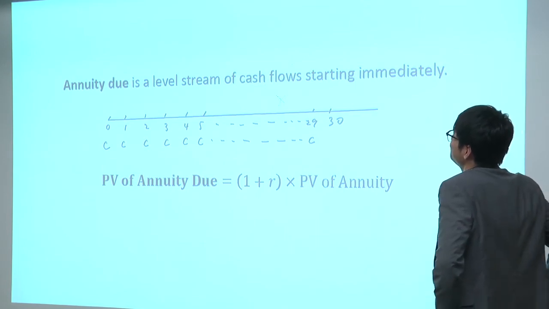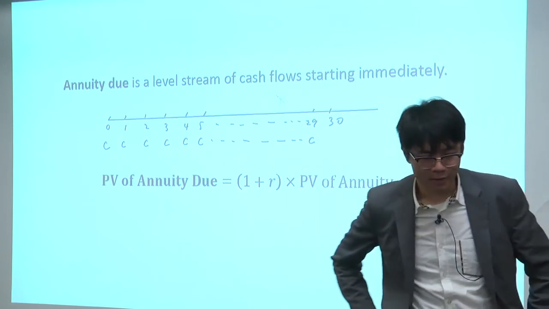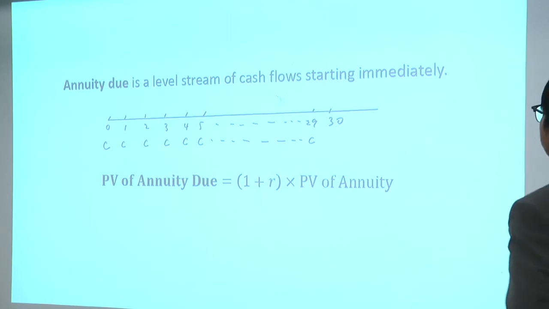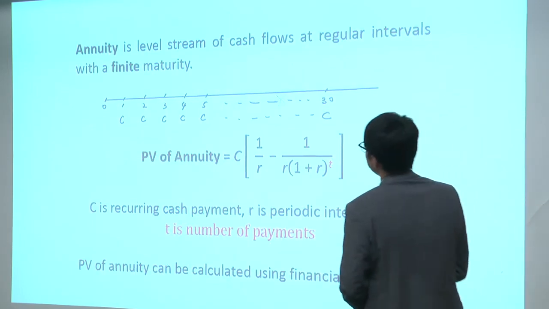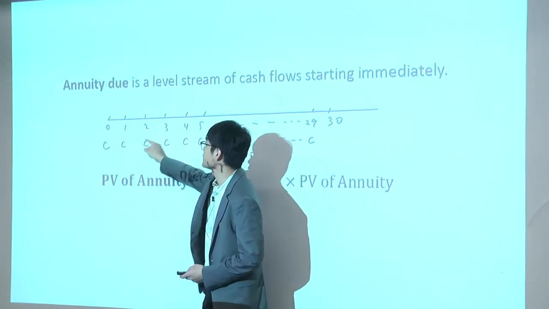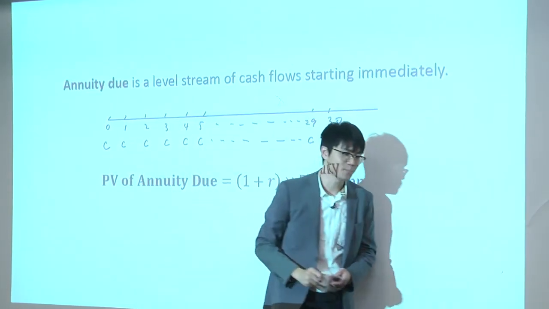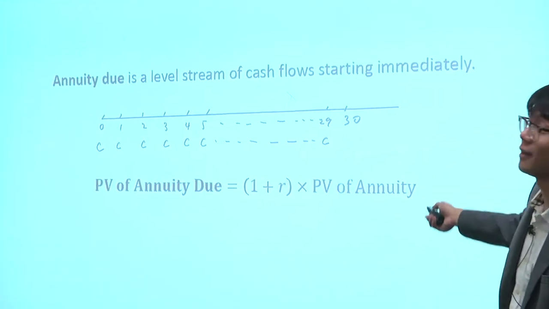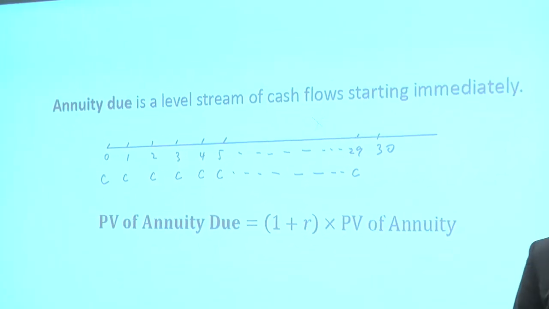There's another asset called annuity due. Annuity due is an annuity that starts right away. Okay? You can see that this annuity starts at the first year, but this annuity starts at the 0th year. For 30 payments, it starts today and ends in the 29th. Okay? Ends in the 29th, not the 30th. Okay?